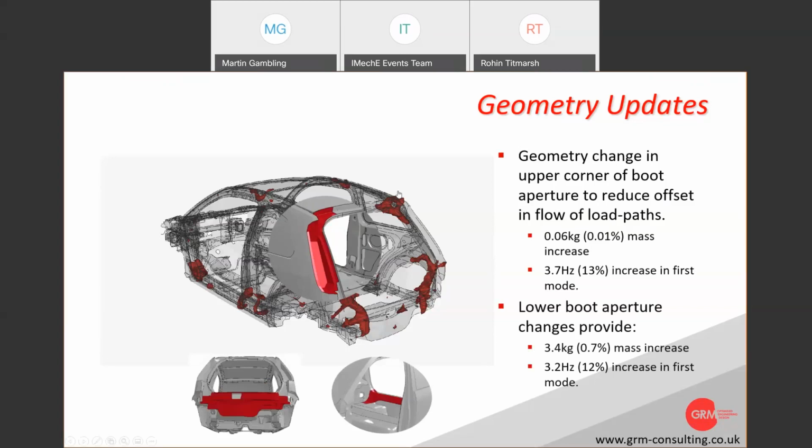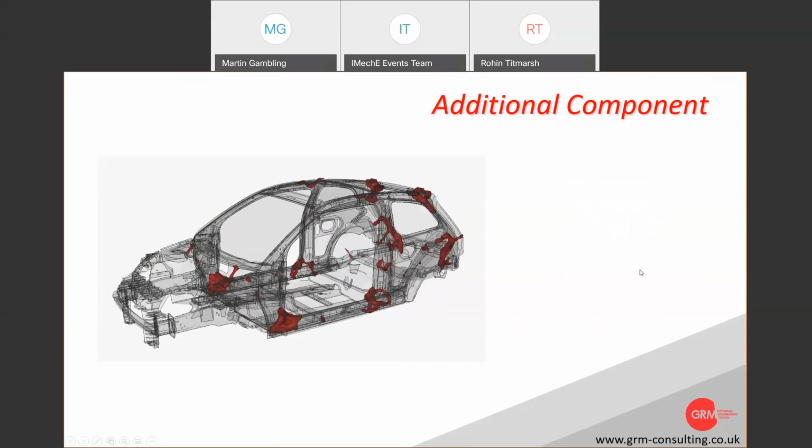And then that was taken a little further, so the lower part was reworked as well. That did increase the mass. There were some changes there, but say 0.7% increase in mass, and it gave a 12% increase in the first mode. So you can see just reworking that geometry where it's telling us to is really a key benefit.